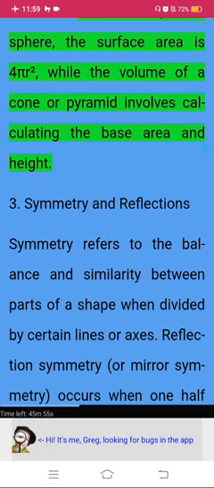For instance, for a sphere, the surface area is 4 pi r squared, while the volume of a cone or pyramid involves calculating the base area and height.